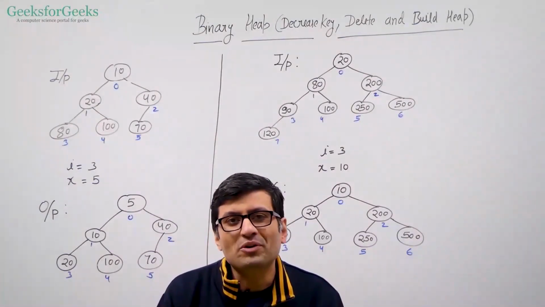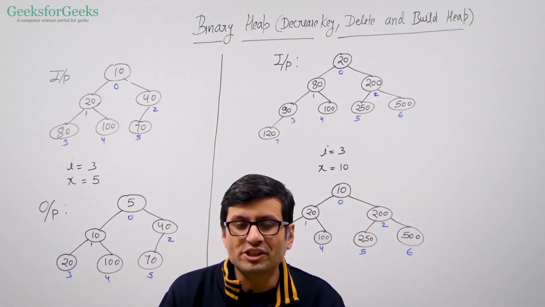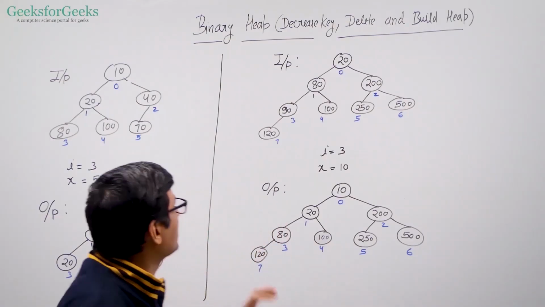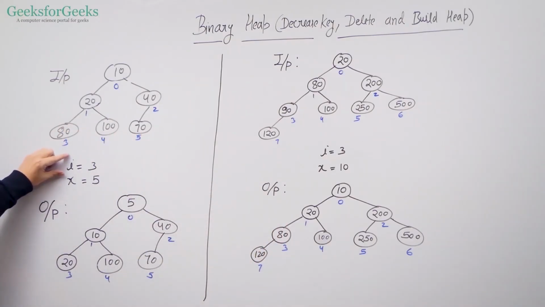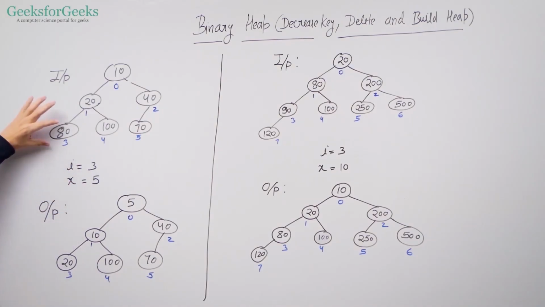Let us now talk about more operations on binary heap. Let's first discuss decrease key operation. We have a binary heap, we have index of an element which we want to decrease, and we have new value for this element. So index 3 belongs to this element 80. We want to change this value from 80 to 5.